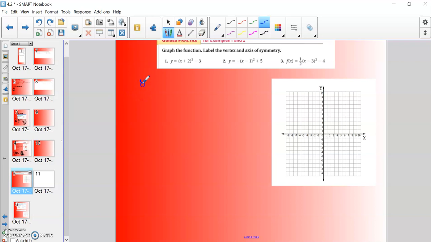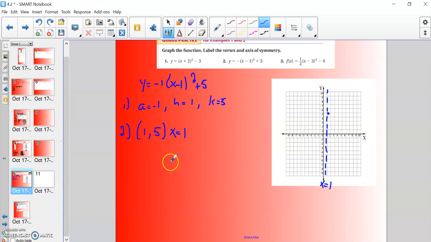So number 2, we have y equals negative, which is really a negative 1, times (x minus 1) squared plus 5. So step 1, identify a, which is negative 1, h, which in this case is a positive 1, and k is 5. So our vertex is at (1, 5), and our axis of symmetry is at x equals 1. So there's (1, 5), and the axis of symmetry will always go through the vertex. There's x equals 1.